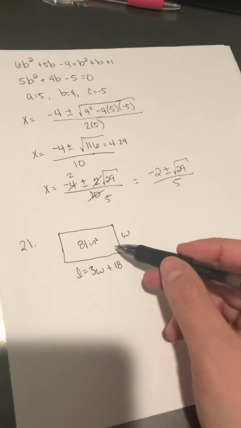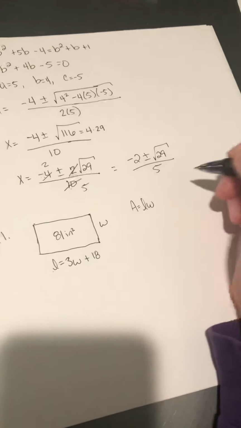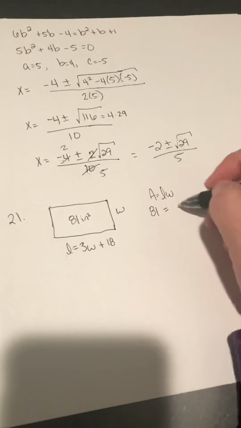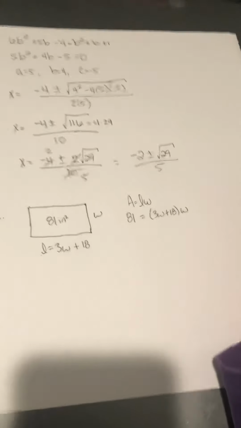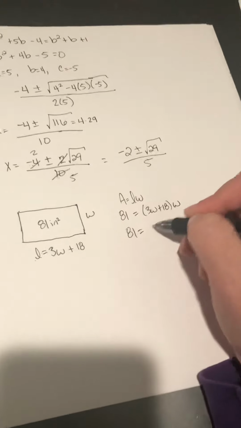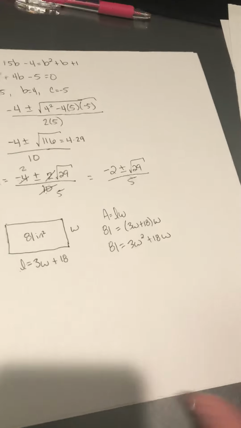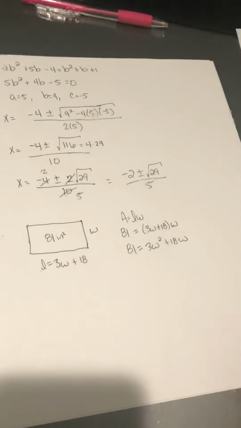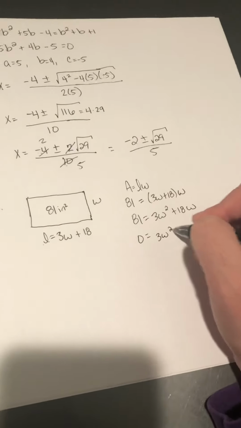So we want to find what are my L and W. Area is length times width. It tells me my area is 81. My length, I just said, was 3w plus 18, times width, which is just w. If I distribute my w, I get 3w squared plus 18w. So I have a quadratic to solve. Now you can pick if you want to solve by completing the square, quadratic formula, whatever you want to do. I try to factor. If it'll factor, this will factor.